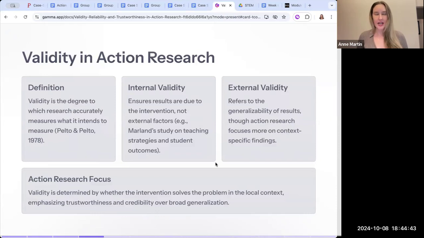And of course, everything is tied into your specific context to create this sense of trustworthiness and credibility. So again, in action research, you focus on the local context versus being concerned with results that are generalizable to every other classroom across the country or world.